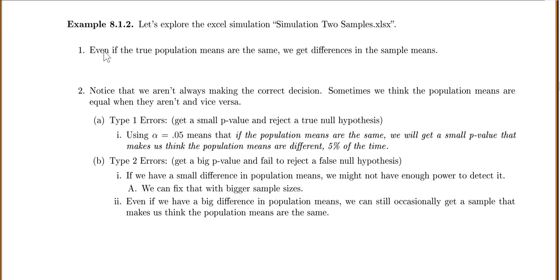So again, even when our population means are the same, we do get differences in our sample means. And as I point out, we're not always making a correct decision. Sometimes we think the population means are equal when they aren't, and vice versa. So let's refresh our mind on errors.